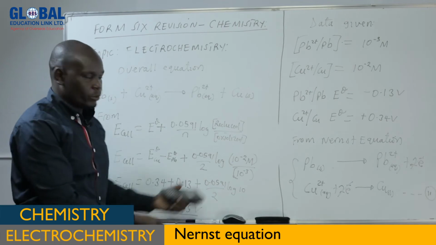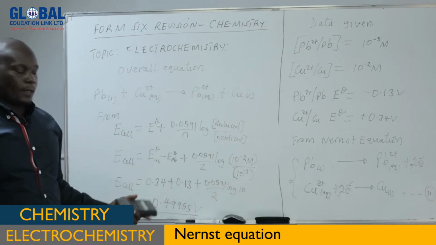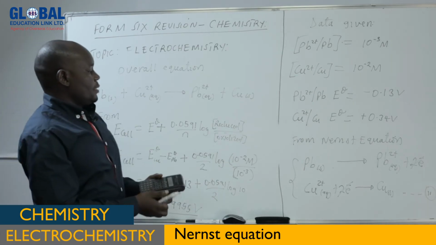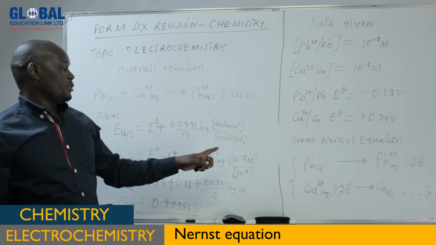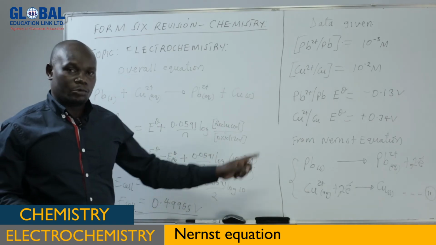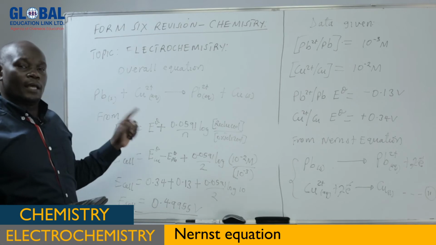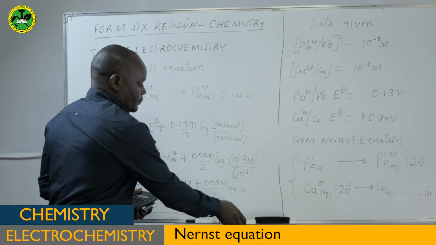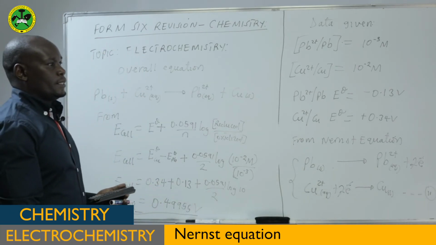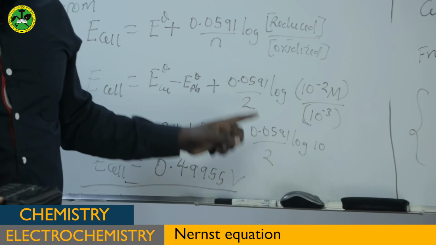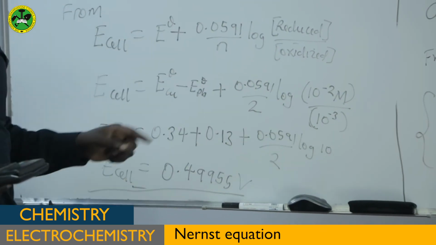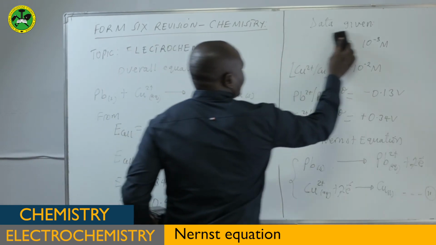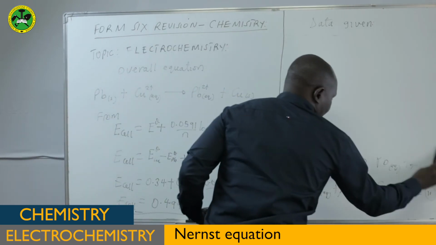So have you seen how we use the Nernst equation in determining the EMF of a cell? And the point to consider is what I have said: find which species is reduced and which species is oxidized. You just use their standard electrode potentials that you have been given. Now let us see another example, example 2, of how you can use the Nernst equation to determine the EMF of a cell.